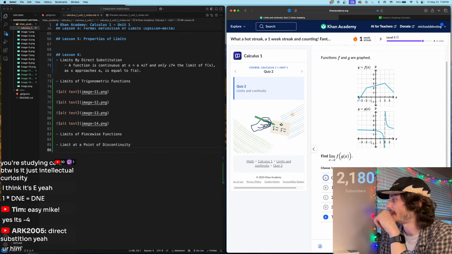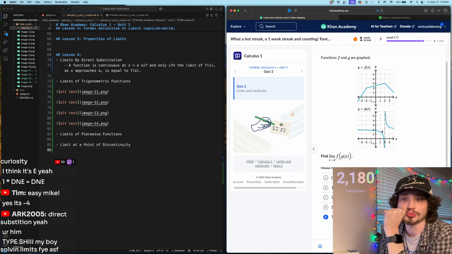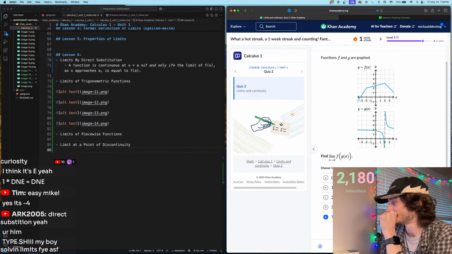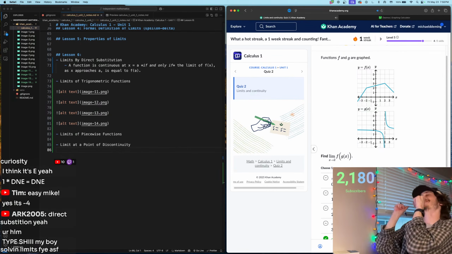So, right, we cannot take the inner function here. This inner function does not exist at a limit as x approaches 2. I was scared on that one.